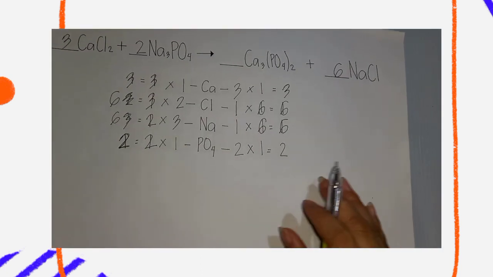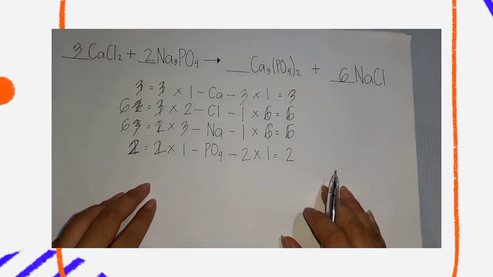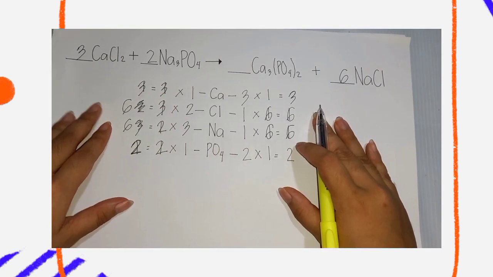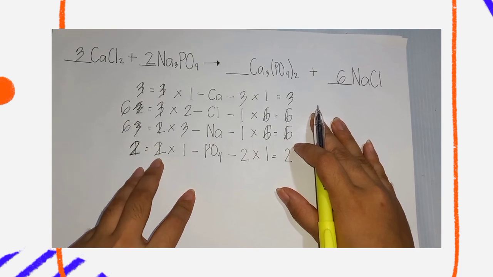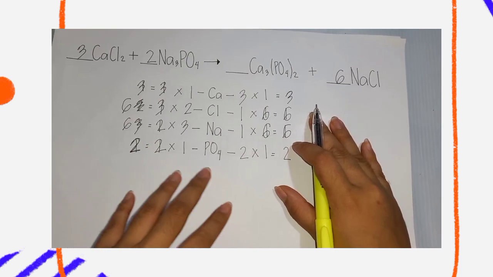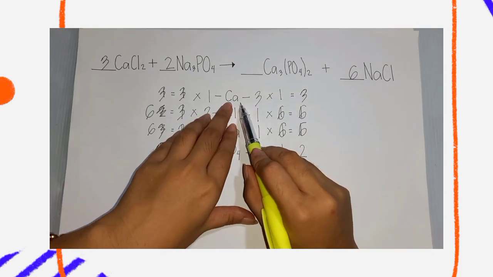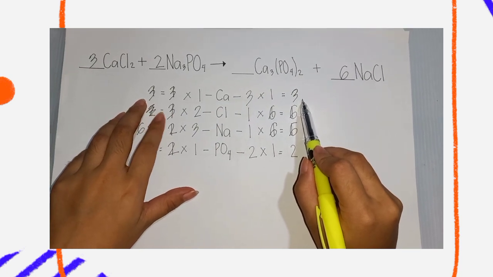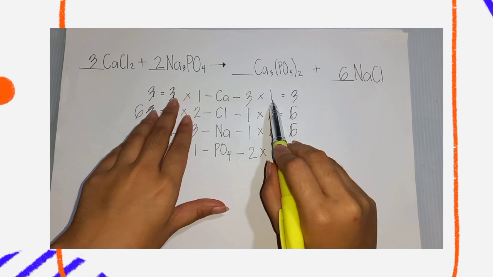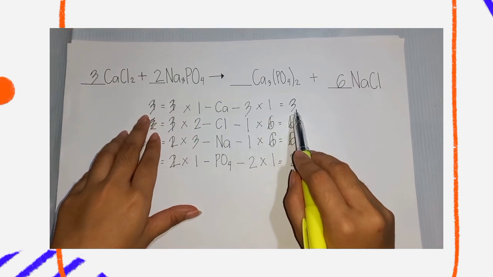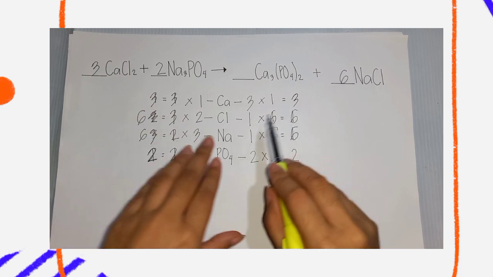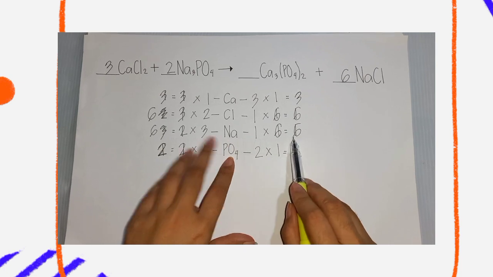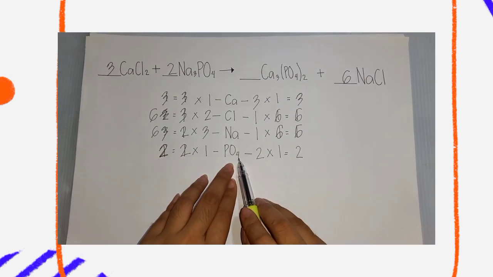And then after this, we are going to check if, after we multiply the subscripts by their new coefficients, the results are the same, for it to be called balanced. So let's start with calcium, and as you can see, after we multiply their coefficients by their subscripts, they now have the same result, same as the chloride, the sodium, and also the phosphate.